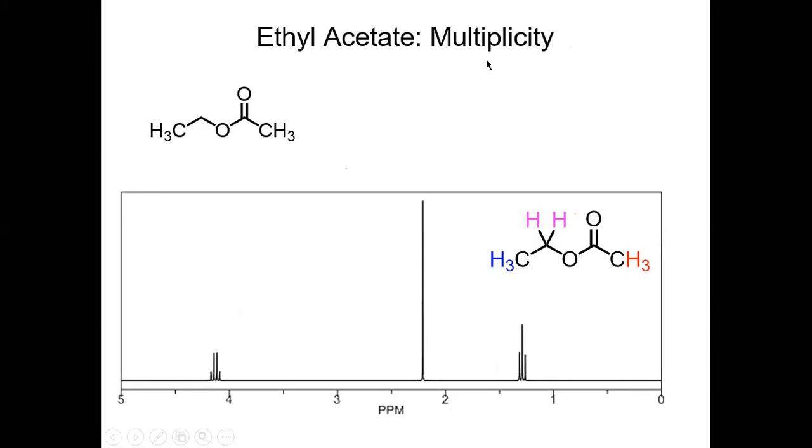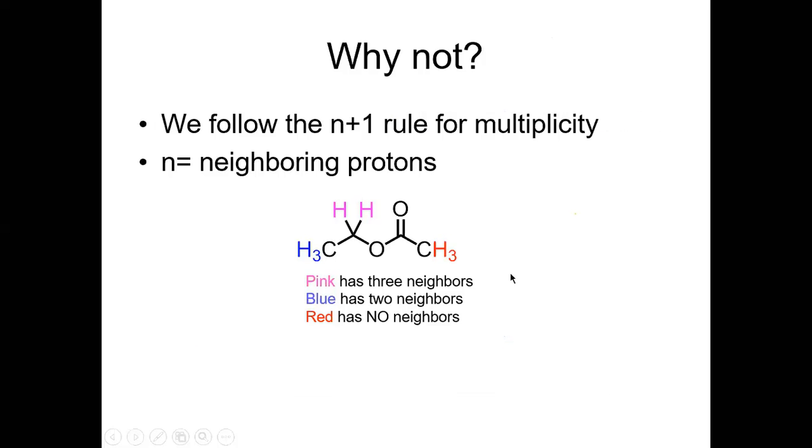All right. So if you notice, each one of these signals is not a single line. We already know for ethyl acetate you're going to have 3 signals. Each one of the signals is not a single line. The way that you determine what's called the splitting pattern or the multiplicity is a simple rule called the n+1 rule. Very simple. For the n+1 rule, n is the number of neighboring protons.